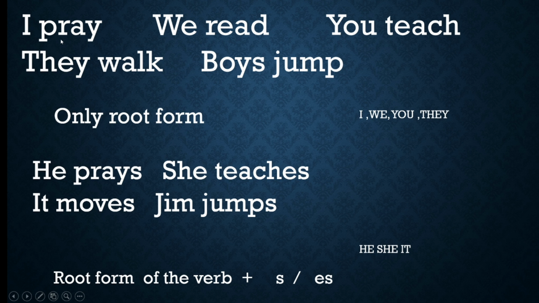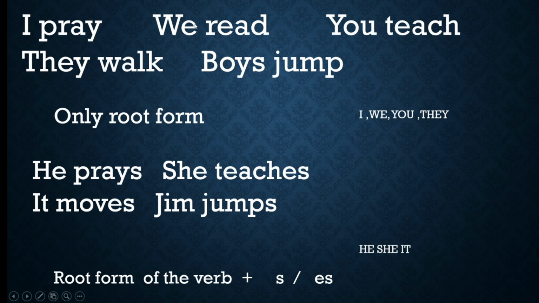See, I is an exception. I is actually singular, but along with I, we don't add s or es. So when I, we, you, they come, we don't add s. We just write only the verb, only the root form of the verb. Okay. Look down here. He, she, it, or any singular. When he, she, it come, we write the root form of the verb plus s or es.